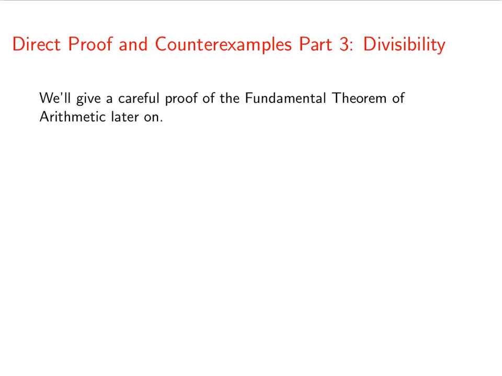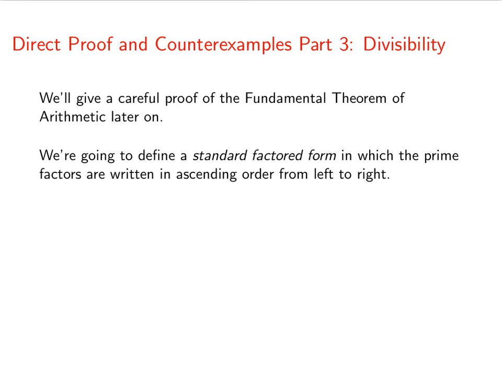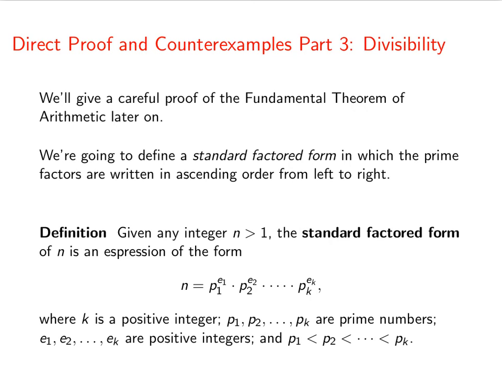Now we're going to give a very careful proof of the fundamental theorem of arithmetic later on. And we're going to define something called a standard factored form in which the primes are written in ascending order from left to right. So we'll make a definition to say that given any integer bigger than 1, the standard factored form of n is an expression of the same type, p1 to the e1 times p2 to the e2, and so on all the way down to pk to the ek.